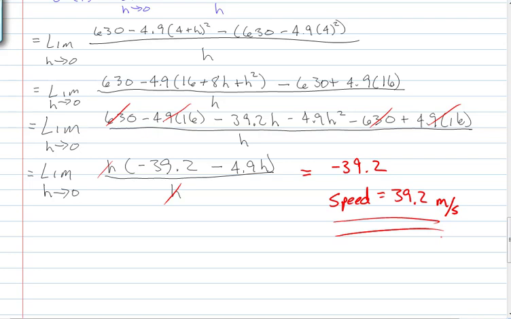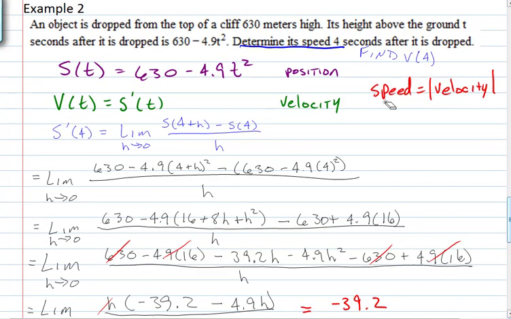Any questions? What about, is the negative sign just indicating that it's... The negative sign indicates the direction. It's like a vector. It's showing that it's going down. That's why I said speed is the absolute value of velocity. I didn't want to know the direction, I just wanted to know how fast. Now, if I would have asked the question, determine its velocity, I would have wanted the sign with it. I would have wanted the negative.